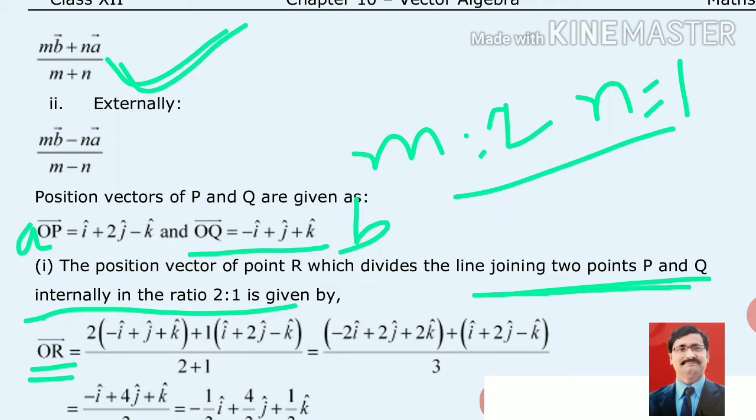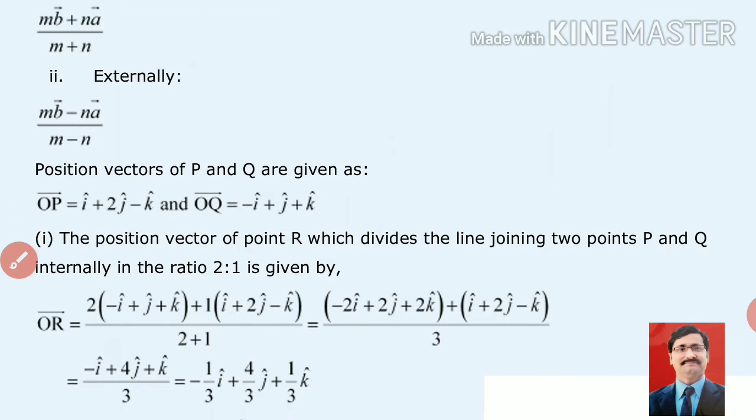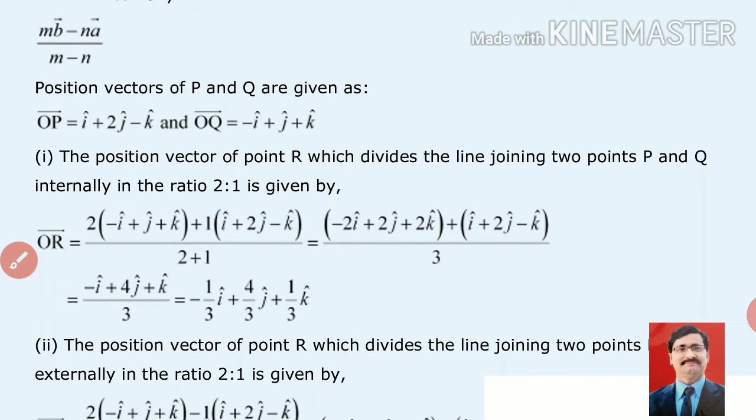In place of m you put 2, and in place of b you put the value OQ, plus 1 since n is 1, and this is your a vector, upon 2 plus 1. So you multiply the first vector by 2 and the second vector by 1, then add and divide by 3. You will get the final answer: minus 1 upon 3 i plus 4 upon 3 j plus 1 upon 3 k.